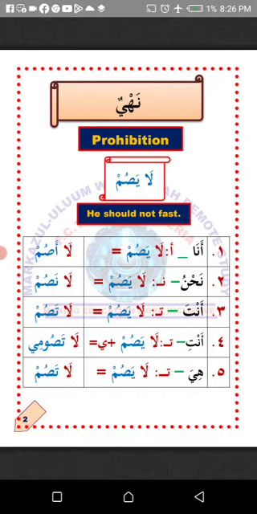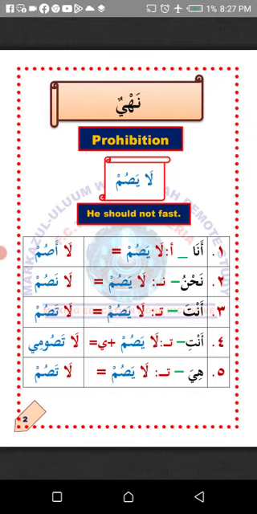Ithnan, number two. Nahnu, we. So how do we change the verb la yasum to suit nahnu? All you need to do is to detach yaun and attach nunun. So the verb la yasum will now become la nasum, which means we should not fast. Thalatha, number three. Anta, you, representing a single male person. So how do we change the verb la yasum to suit anta? All you need to do is to detach yaun and attach ta'un. So the verb la yasum will now become la tasum, which means don't fast.